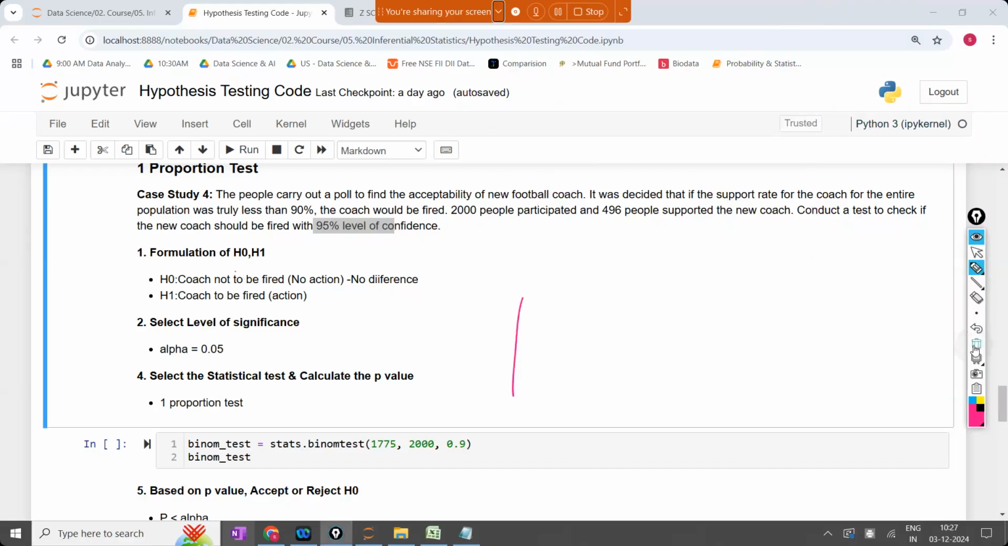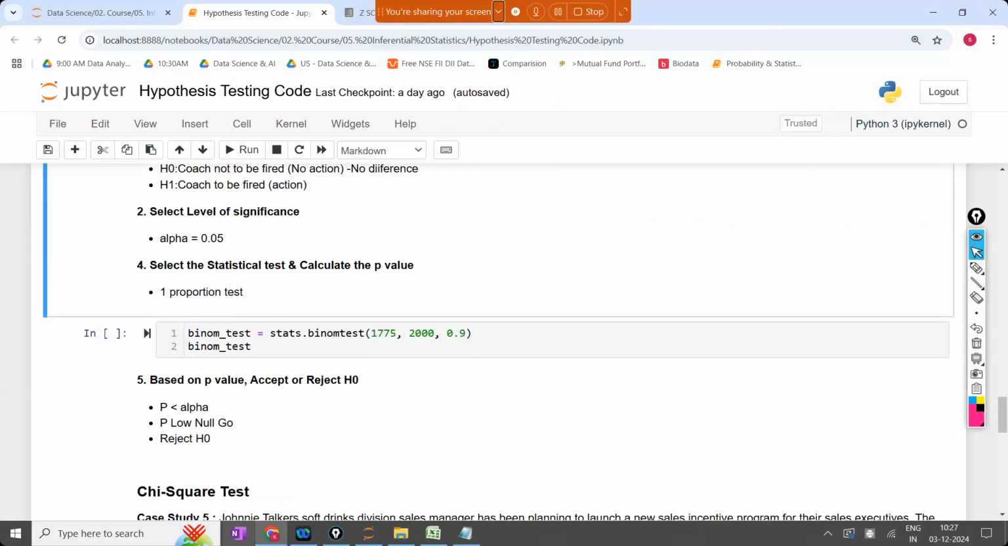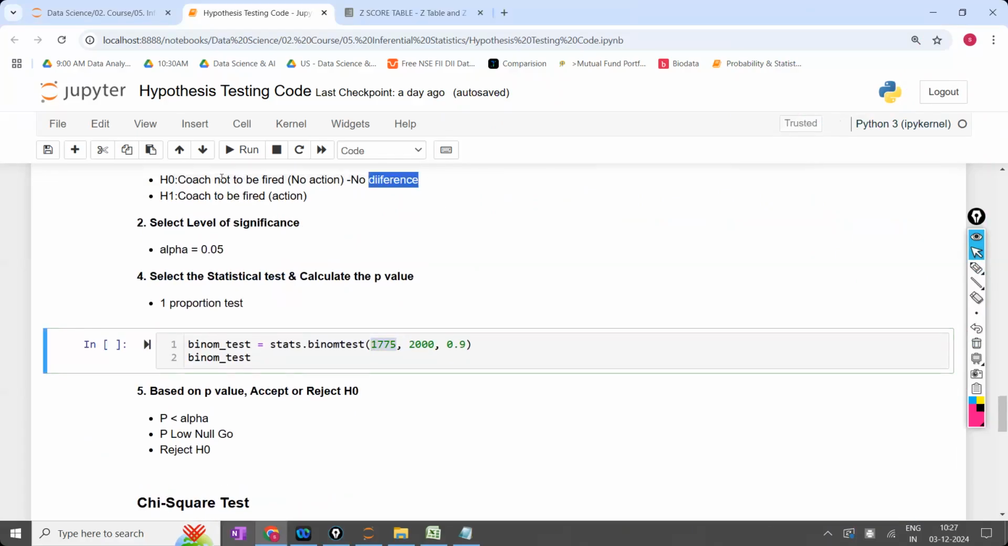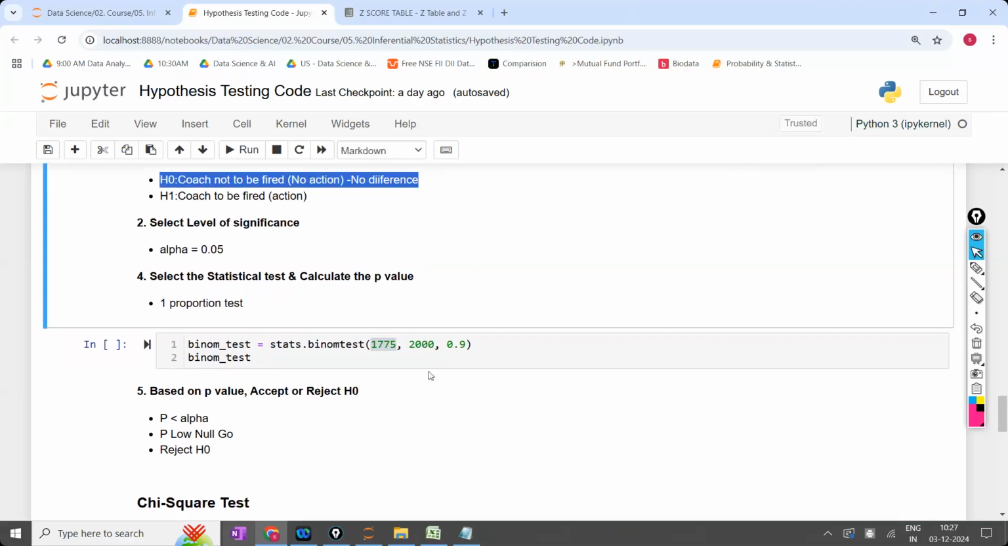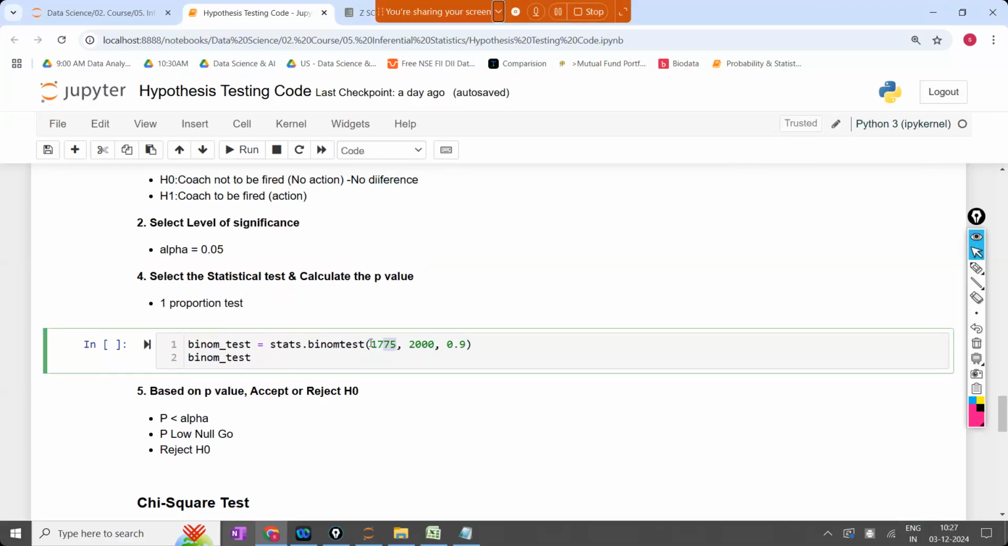So in the one proportion test, I am going to write here stats.binom. Select the test. Select the test is completed. After selecting the test, what is the next step? Apply the test. So the test is binom test. Once I apply the binom test, I am going to select how many people supported the coach, meaning how many of them favor your null hypothesis. Favorable for your null hypothesis, how many? That you have to write here.